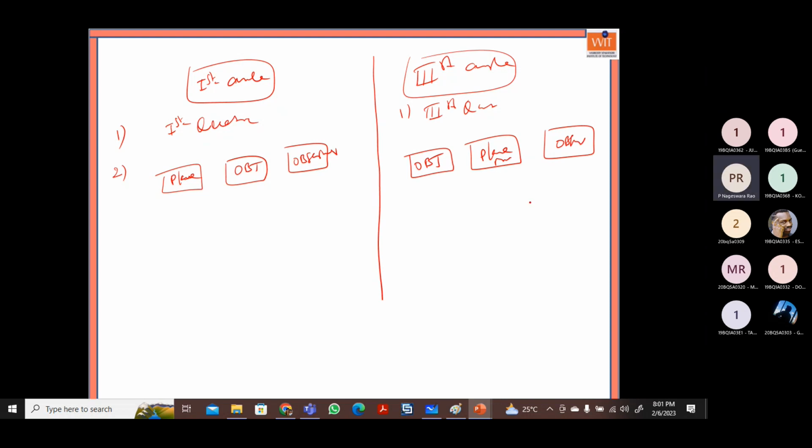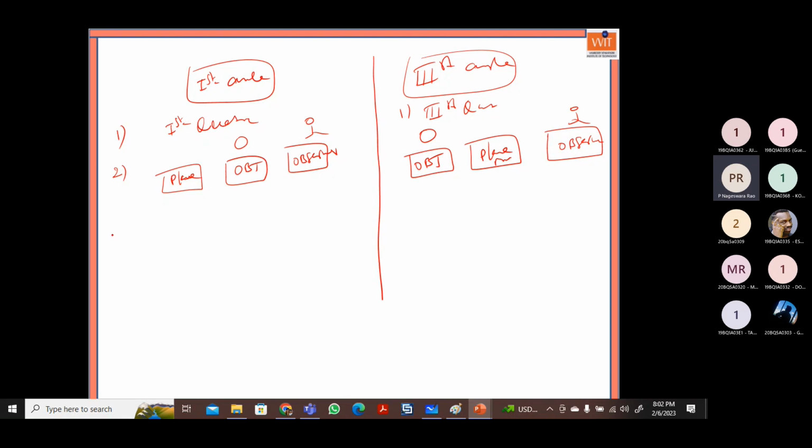So here, between the object and observer, the plane of projection will be there. The plane will be there where we are getting the image. So that is the difference here basically.